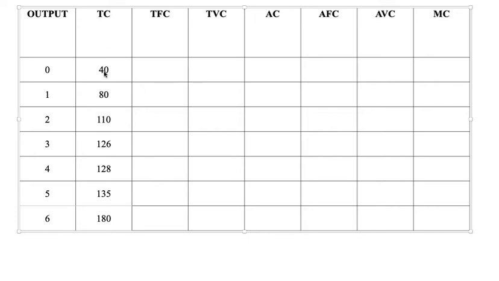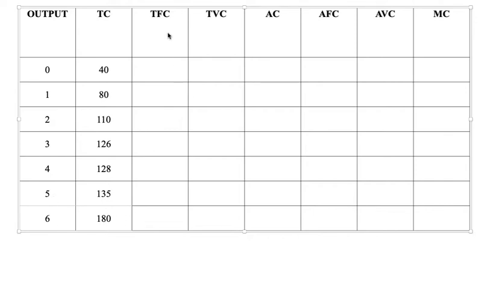Here the total cost is 40 at output level 0. At output level 1, the total cost is 80 rupees. At 2 it is 110, at output 3 it is 126, at 4 it is 128, at 5 it is 135 and at 6 it is 180.